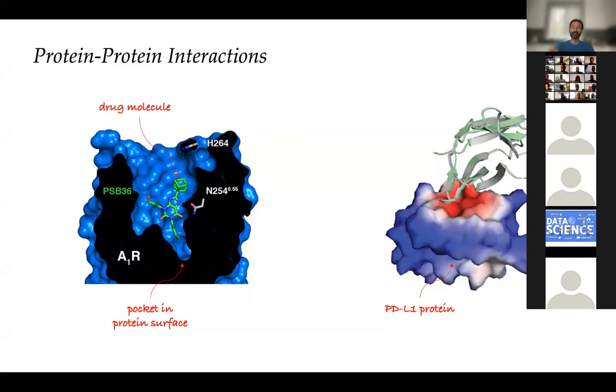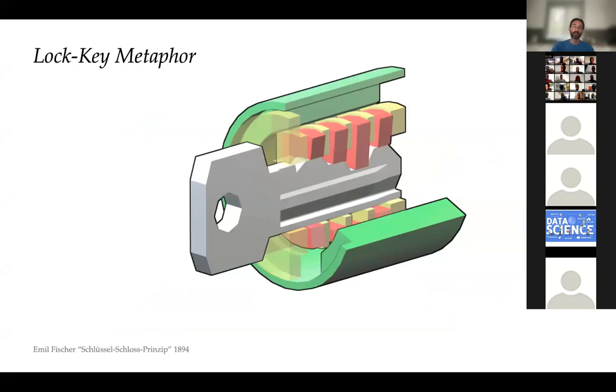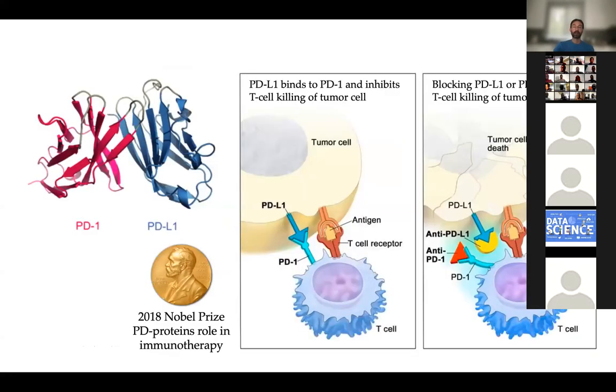And in this case, an interesting approach is actually to develop a drug that is protein itself. So these drugs are called biologics or biological drugs. And a good metaphor here is this lock and key metaphor. So this is due to another Nobel laureate, Emil Fischer, that you can think of some kind of geometric and chemical complementarity between two protein surfaces that make them attach and bind together. And one very prominent application where this kind of mechanism is used is in what is called immunotherapy.